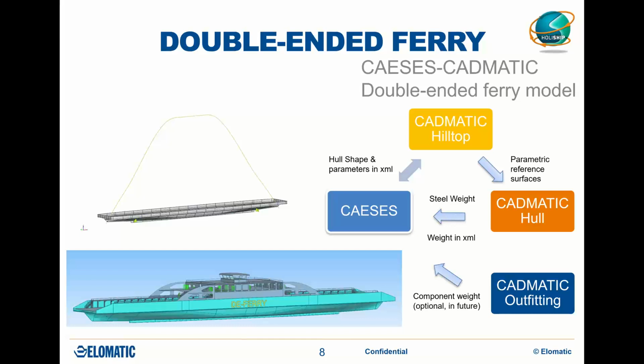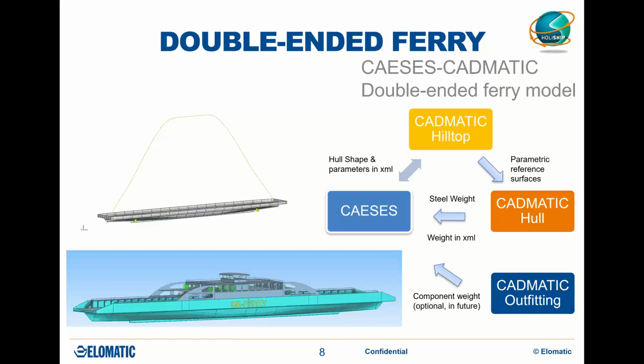CAESES starts to optimize the hull shape and parameters of the CADMATIC hull in XML format in automated batch mode. And this hull shape and these parameters are basically optimized based on, let's say, stability, resistance, or required areas and volumes in car lanes or in tanks whatsoever.